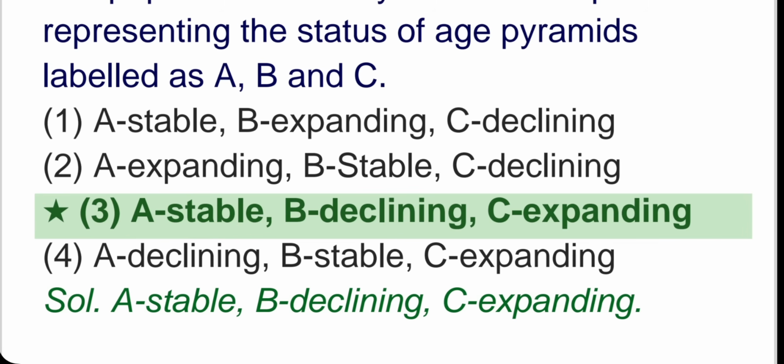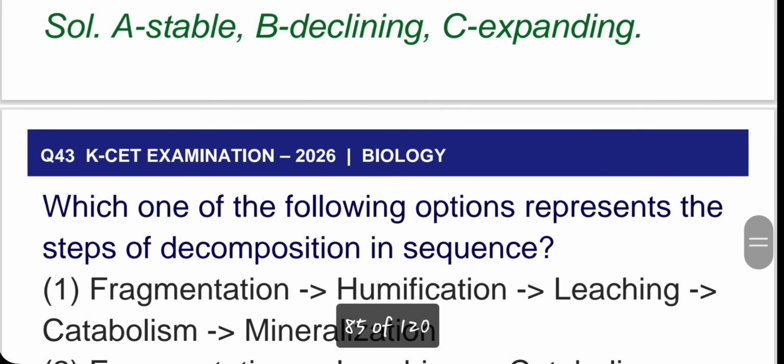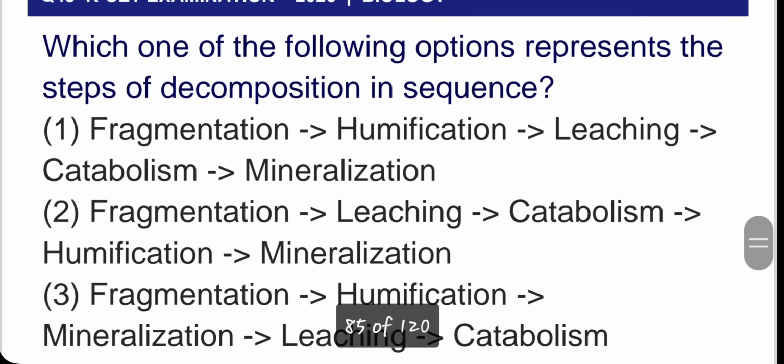So, the given age pyramids are stable, declining, expanding as per the diagrams. The diagrams are not in this question bank. Anyway, check the original question paper and you can notice that.